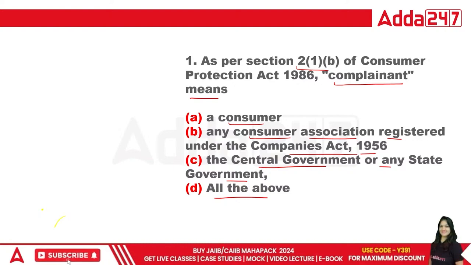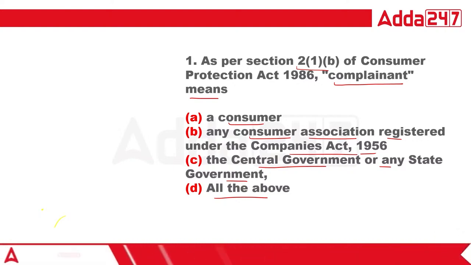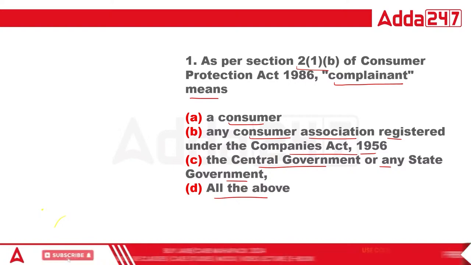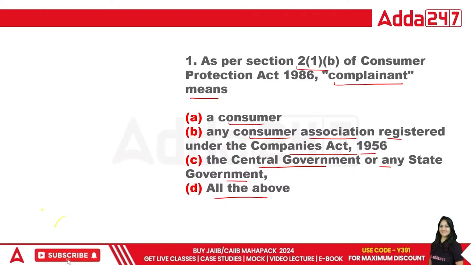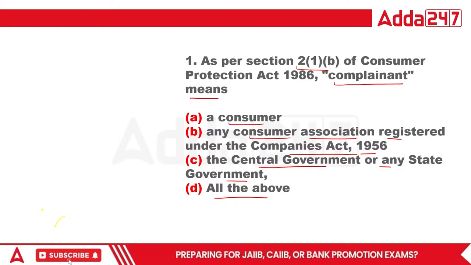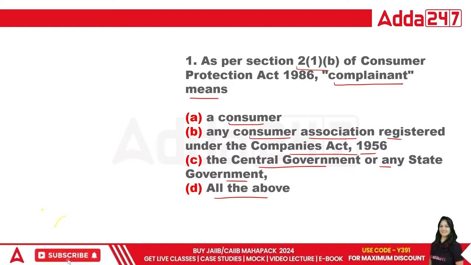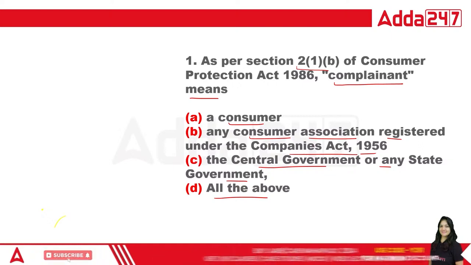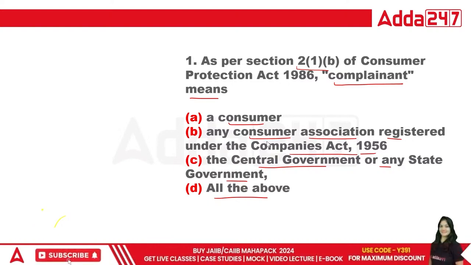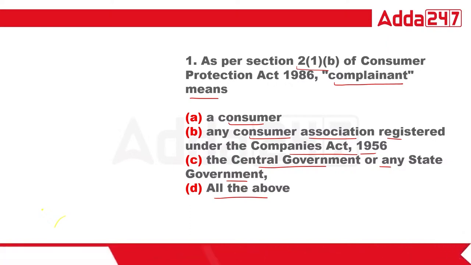Yes class, what is the right answer? Complainant. A consumer association registered under the Companies Act, or the central government or the state government, according to the act. Okay. You have to give me the answer according to the act. What is the right answer?